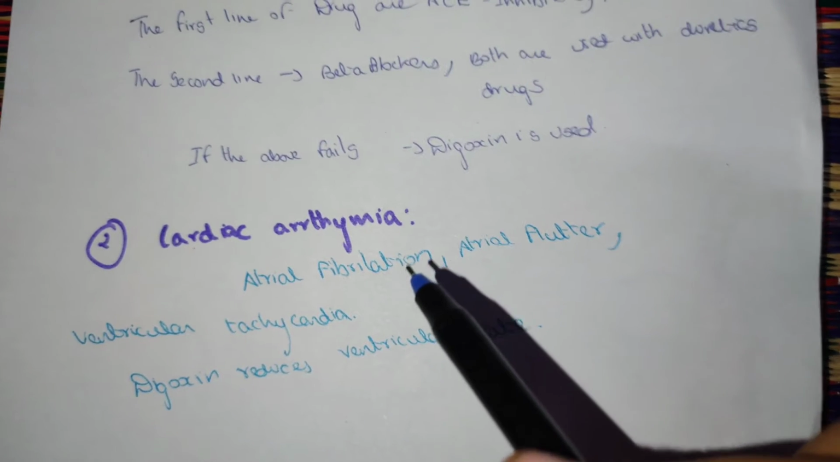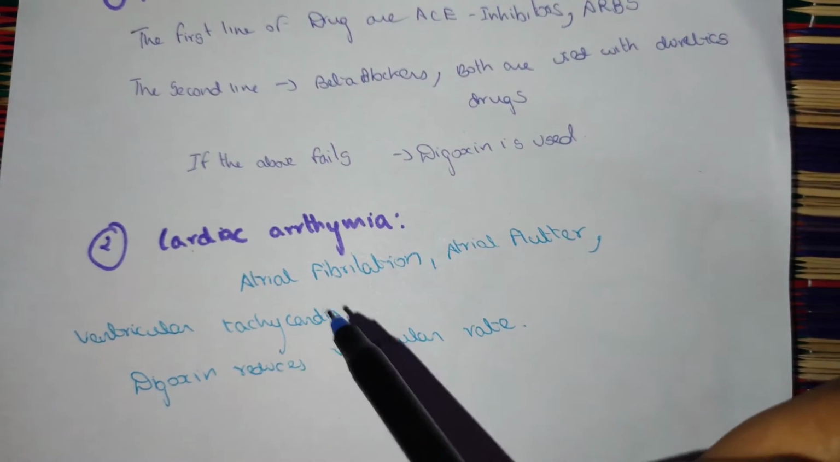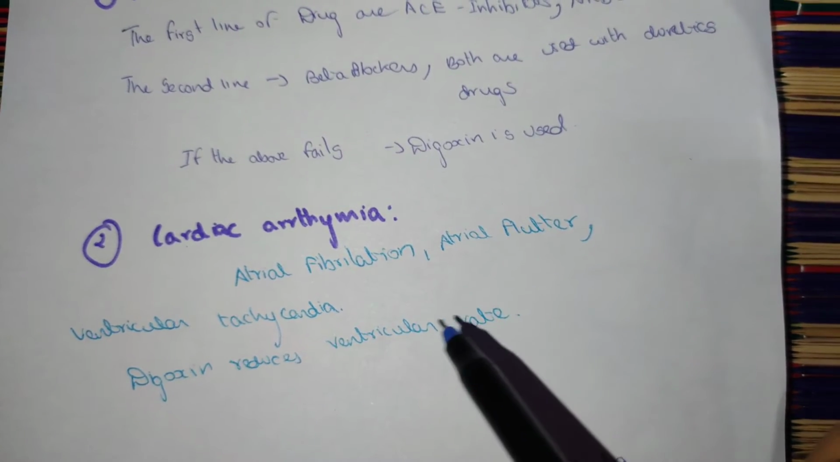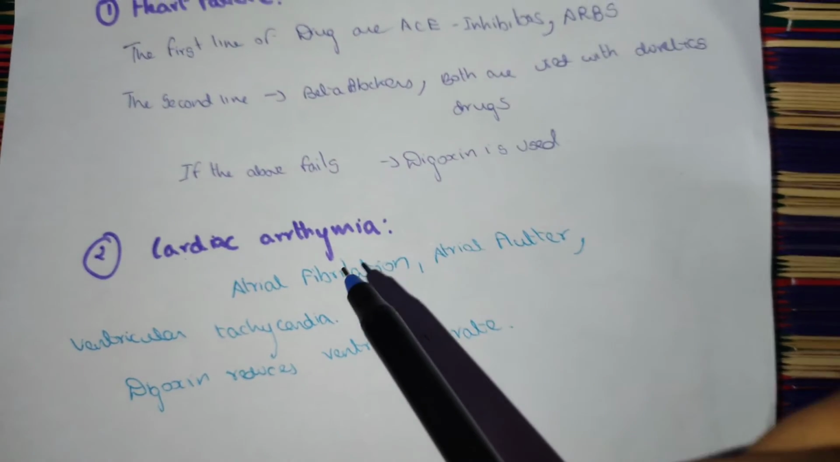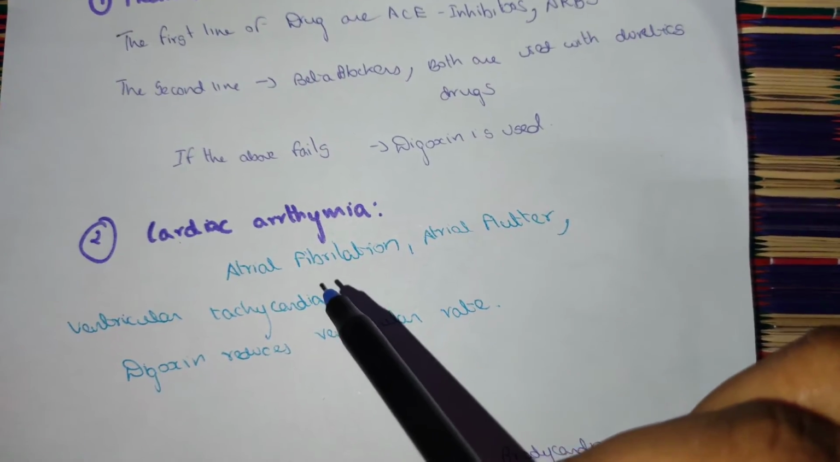It is also used in cardiac arrhythmia: atrial fibrillation, atrial flutter, and ventricular tachycardia. Digoxin reduces the ventricular tachycardia rate. So it is used in cardiac arrhythmia.